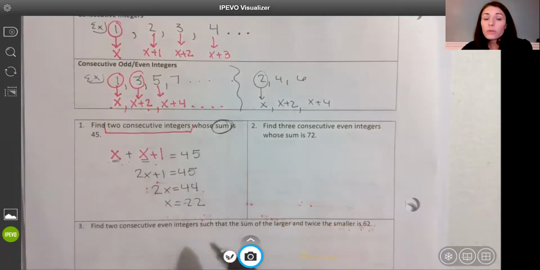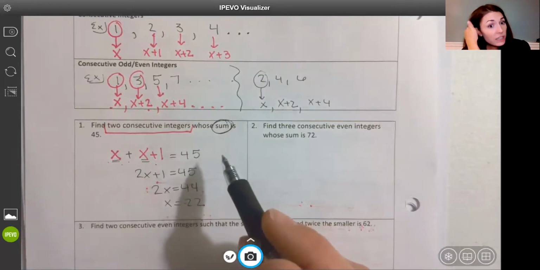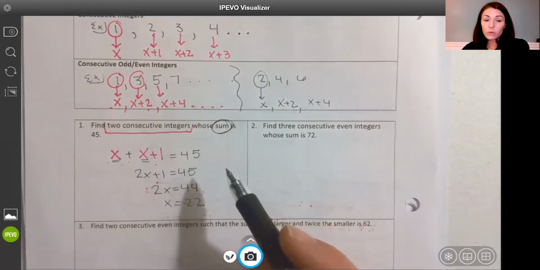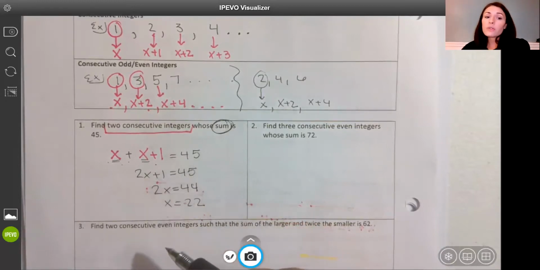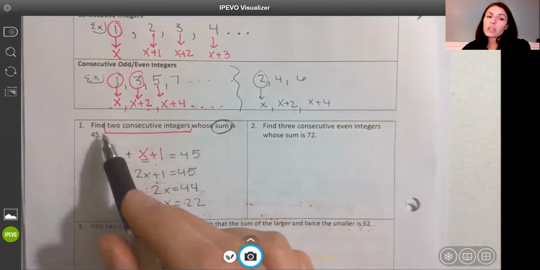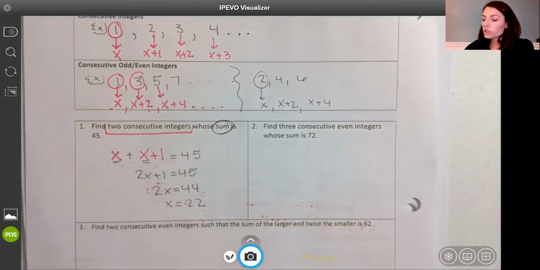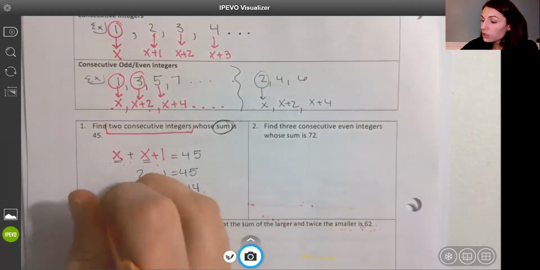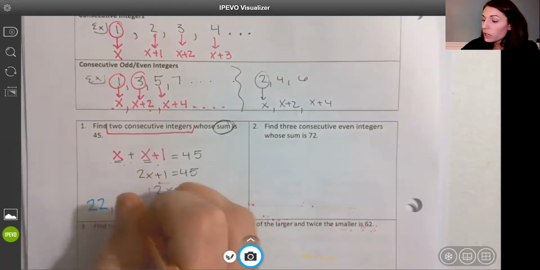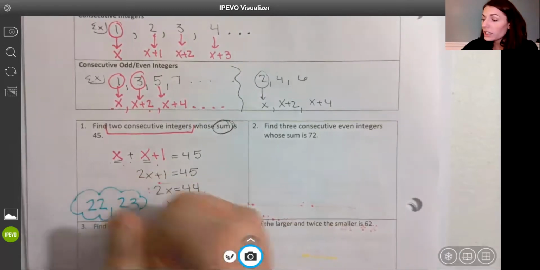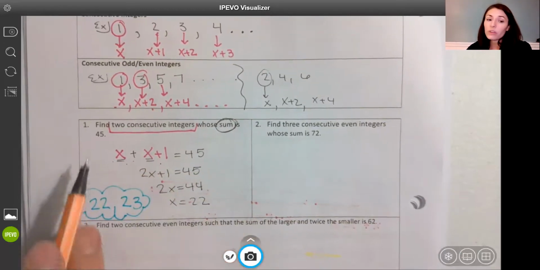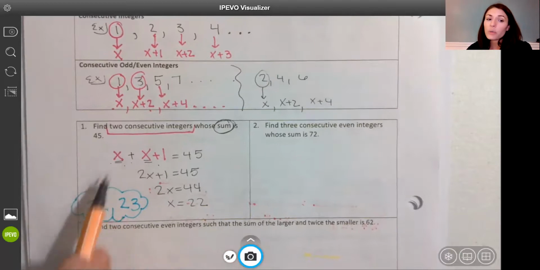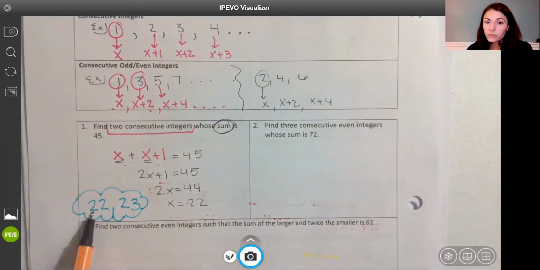Now, when I have an application problem like this, it's not just asking me for what x is. It's saying find what consecutive integers would make this true. So my answer should really be 22 and 23, the two consecutive integers that added together give me 45. So actually go back and answer the question.